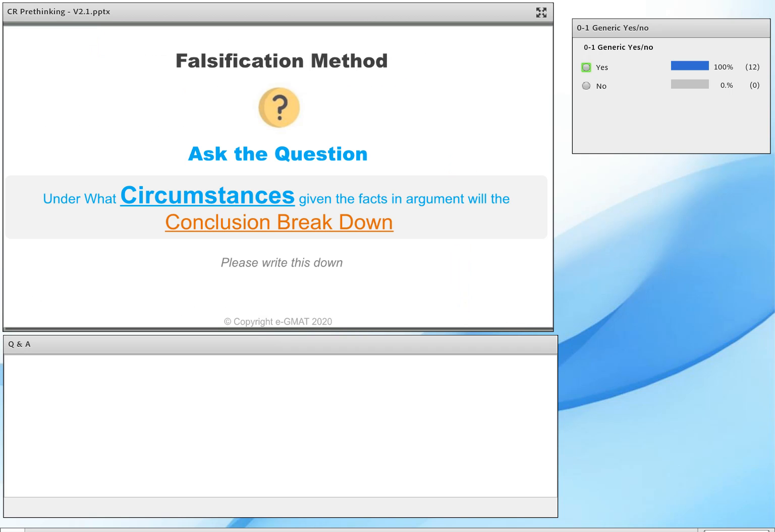So the question that you're asking is, under what circumstances, given the information in the argument, will the conclusion break down? That's the second thing that I want you to write down over here. That's the second piece.